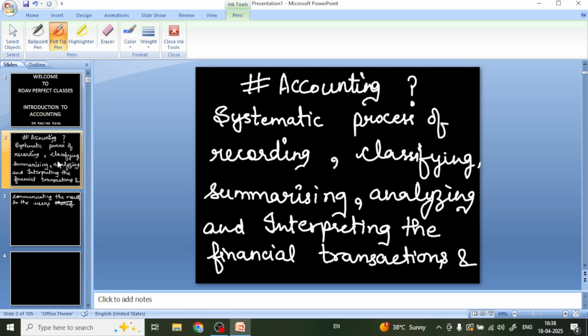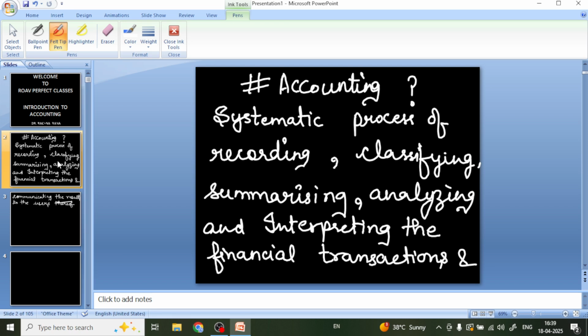Summarizing. Summarizing is presenting classified data in a way which is understandable and useful for the internal as well as external users of financial statements, and this process is known as preparation of the trial balance. From the trial balance we prepare the trading and profit and loss account and balance sheet, also known as the final account or financial statements. And analysis and interpretation means analysis is concerned with the establishment of relationships between various items taken from the profit and loss account and balance sheet or both.